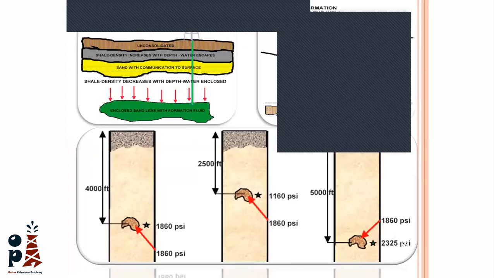Okay, you mean this slide, right? Okay, the 1860 or 160 is the 0.465 multiplied by the 4,000 feet. Okay, is that clear?